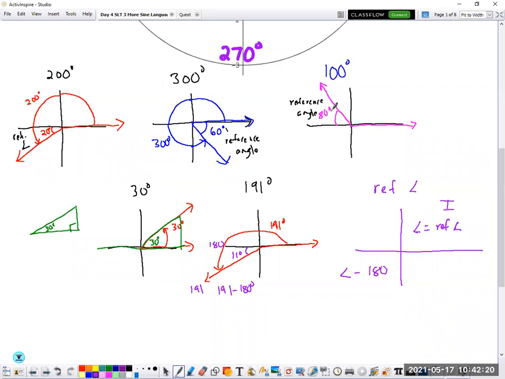Somebody type it to me. What specific, Catherine, what did you say? Subtracted 100 from 180. We're going to do 180 minus the angle. There you go, Grace. That's exactly what I was talking about.